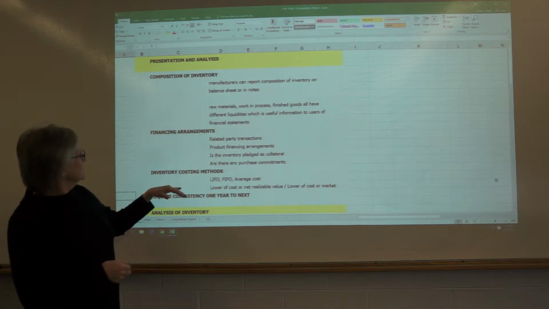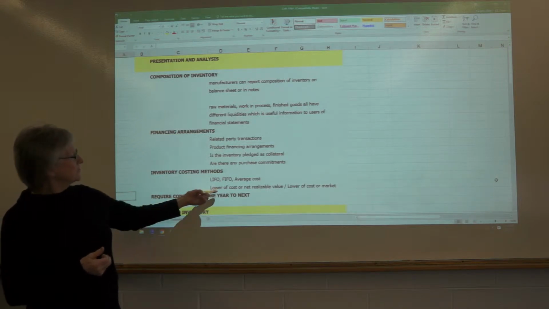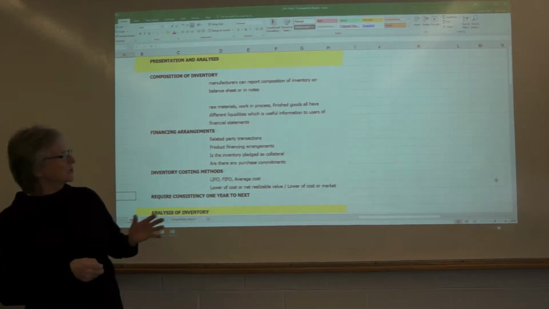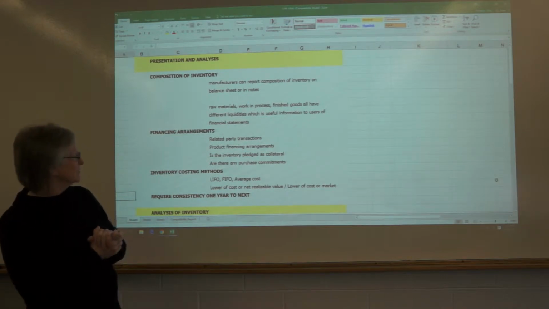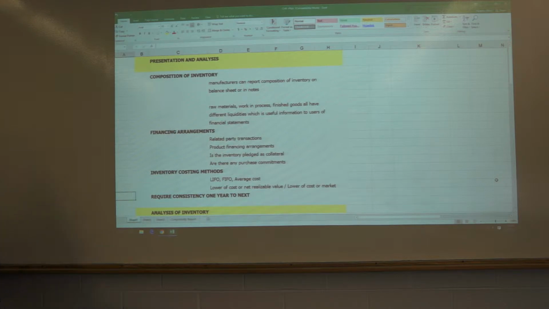Okay, then inventory costing methods. You have to tell what method of cost, LIFO, FIFO, average cost, and then whether you're using the lower of cost or net realizable value, or in those specific industries, the lower of cost or market. You have to keep with the same methods year to year.